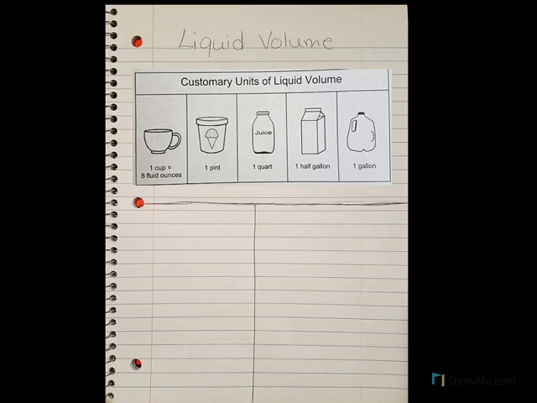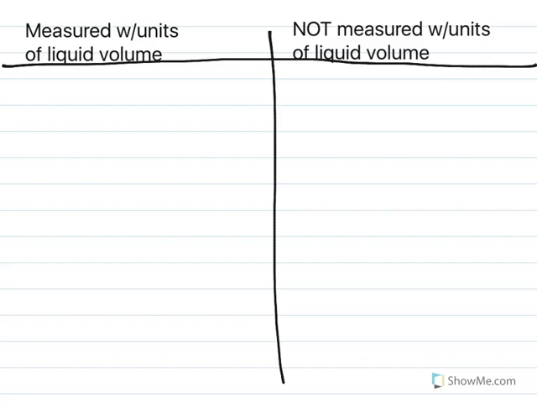All right, so now your page should look something like this. Remember that all of these units measure liquid. So what we're going to do on the bottom section, it's split into two. The first one, you're going to label it measured with units of liquid volume. And the second one, you're going to label it not measured with units of liquid volume. Again, remember to pause the video as you go along whenever you need extra time.